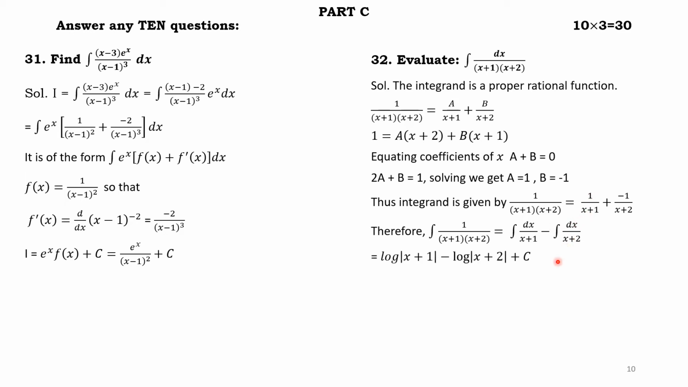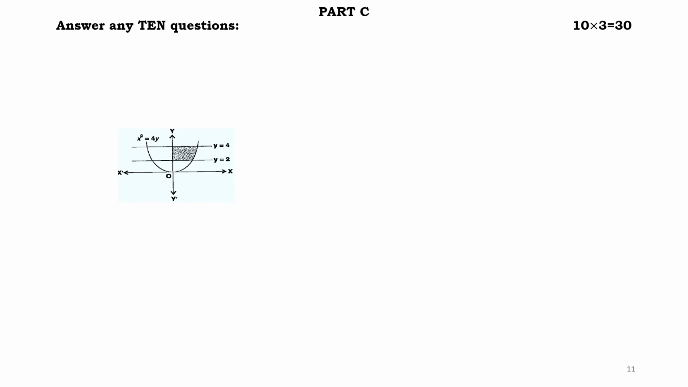This can be written as log of x plus 1 minus log of x plus 2 plus c. Therefore, simplifying again, log of x plus 1 minus log of x plus 2 can be written as log of x plus 1 divided by x plus 2 plus c. That is the answer. Next question.